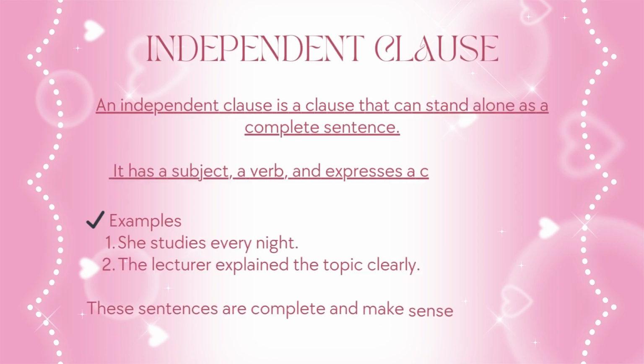Independent clause. An independent clause is a clause that can stand alone as a complete sentence. It has a subject, a verb, and expresses a complete idea. For example, she studies every night. The lecturer explained the topic clearly. These sentences are complete and make sense on their own.